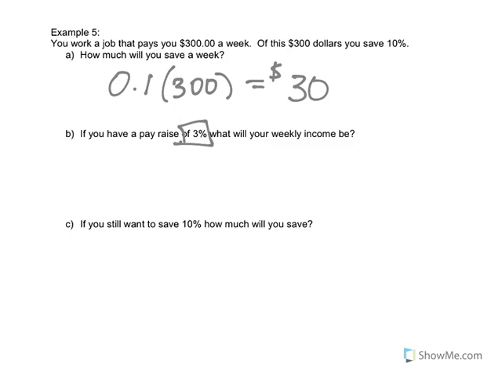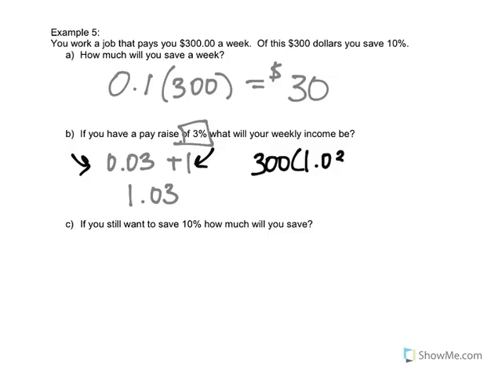You're getting a pay increase of 3%. What's your income going to be now? So we're going to change that to a decimal, so 0.03, and then we're going to add 1. And what that means is the 1, when we multiply by the 1, that gives us our normal amount plus the extra 3%. So we're going to go 300 times 1.03, and our new income is now $309.